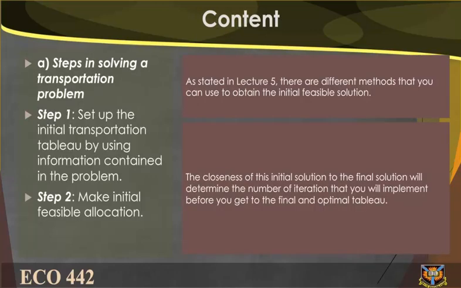Content. A. Steps in solving a transportation problem. Step 1. Set up the initial transportation table by using information contained in the problem. Step 2. Make initial feasible allocation. As stated in Lecture 5, there are different methods that you can use to obtain the initial feasible solution. The closeness of this initial solution to the final solution will determine the number of iterations that you will implement before you get to the final and optimal table.